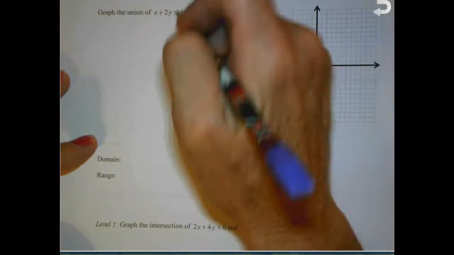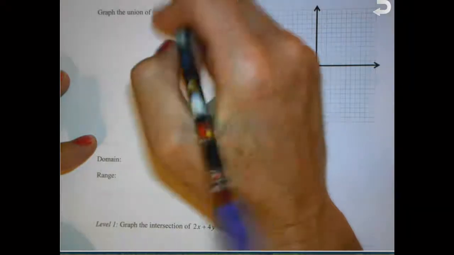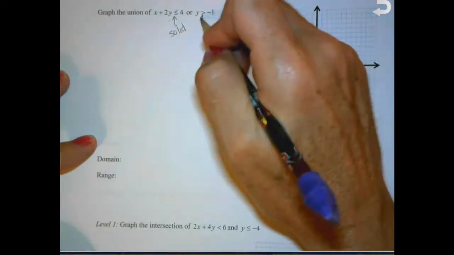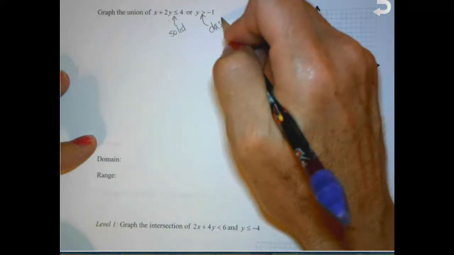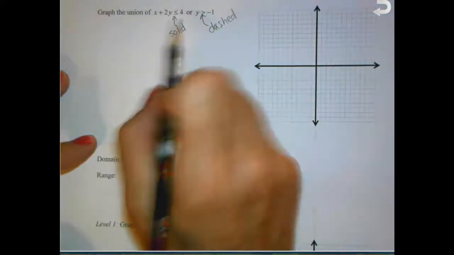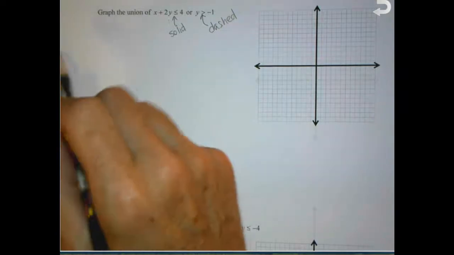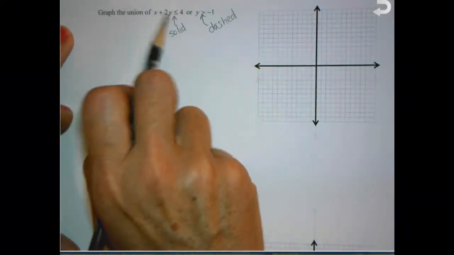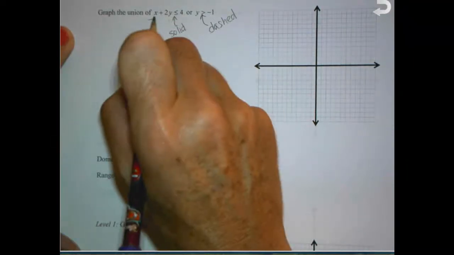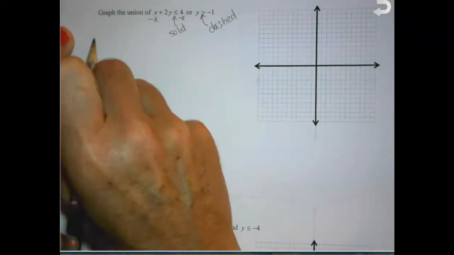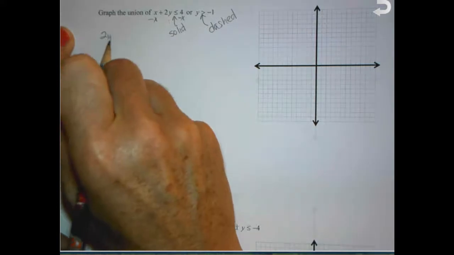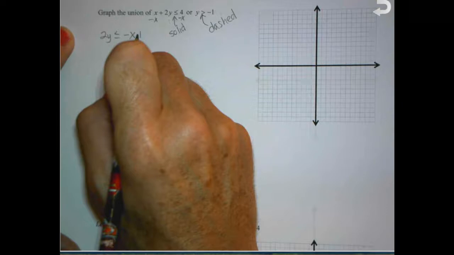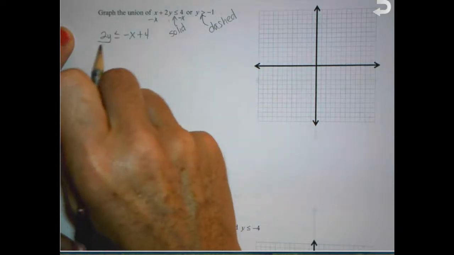And first thing I want to write down, this one tells me I have a solid line. And for this one, I need a dashed line. So looking at the first one, I want to put it into y equals mx plus b form, since I can see I have two variables. So I'll subtract x from both sides, and I have 2y is less than or equal to negative x plus 4. And then divide both sides by 2.